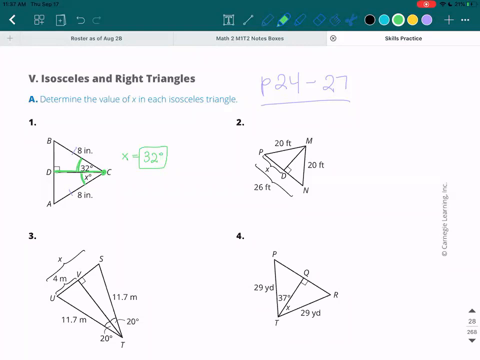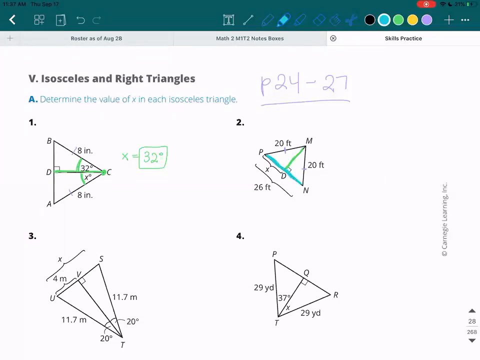So we have another isosceles triangle. It looks like our congruent sides are over here and over here because they are 20 feet and 20 feet. Let me just double check. Okay, cool. And then we have this altitude right here. This green line is our altitude, and the altitude bisects the base. So we have our base over here, and it gets bisected, which means it gets cut in half.